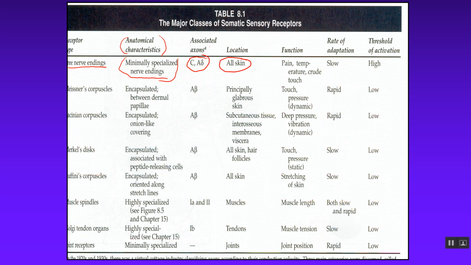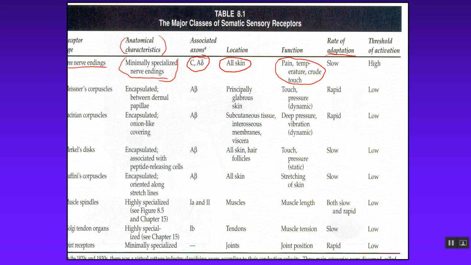Free nerve endings are located in all skin, okay? Even though that picture showed free nerve endings not in hairy skin, it's in all skin. And this is its function. What does it tend to do? Pain, temperature, and crude touch. That's mainly the type of information free nerve endings are transmitting.